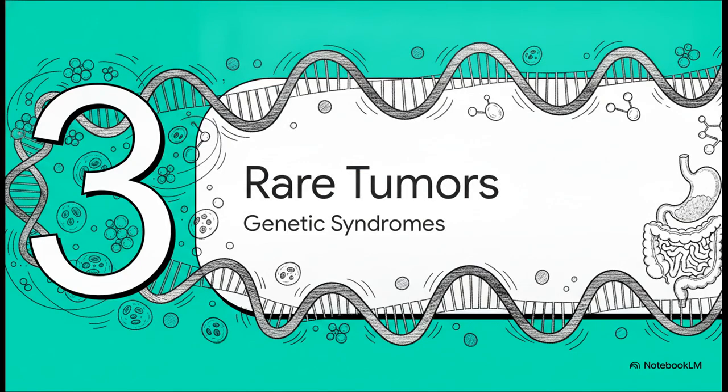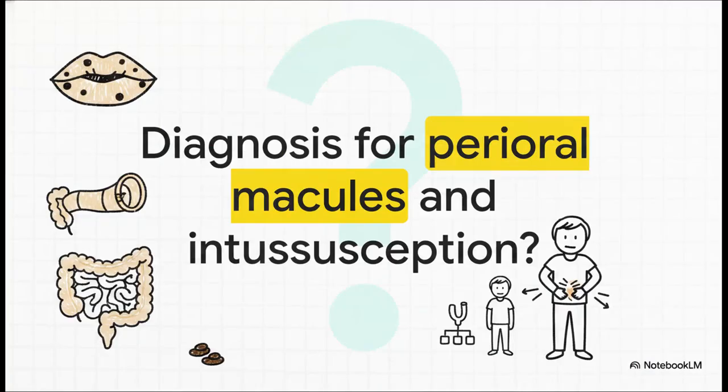Section 3. Polyposis and rare tumors, covering genetic syndromes and aggressive lesions. Let's look at this case. A 22-year-old male presents with intermittent abdominal pain, dark stools, self-limiting bowel obstructions, and brown to black perioral macules. He also mentions his father had colon surgery at a very young age. What's the diagnosis? Melanosis coli, malignant melanoma, Peutz-Jeghers syndrome, Cowden syndrome, or FAP syndrome.